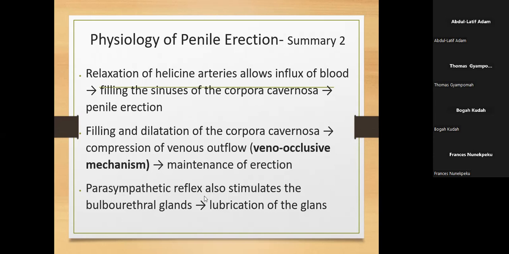Now, the parasympathetic reflex also stimulates the bulbourethral glands to lubricate. I think this one is just additional information. The parasympathetic nervous system will also trigger the bulbourethral glands to lubricate. And we know that in this case, these glands are at the membranous urethral portion, and they will lubricate the urethra so that if there should be erection, if there should be ejaculation, then that can also follow suit.